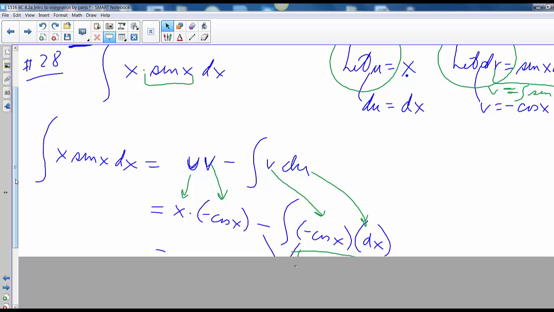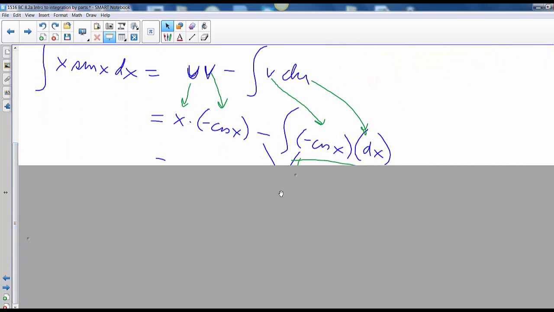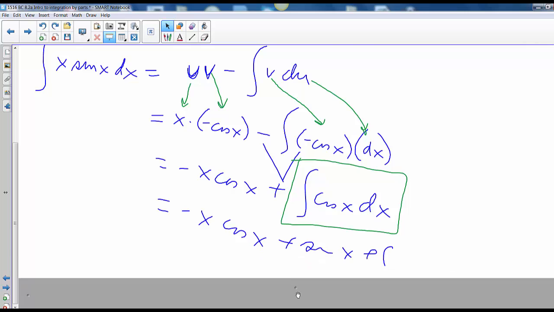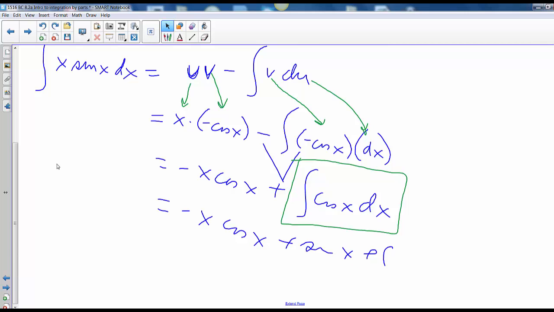Now, can we integrate this? Yes, we can. We have negative x cos x. These two negatives make a positive, and of course you know how to integrate cos x dx. It is sine x plus c.